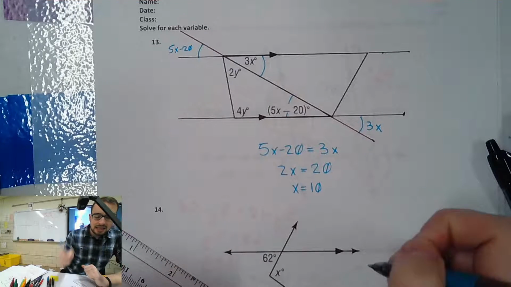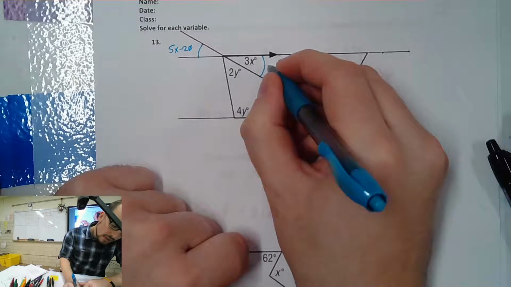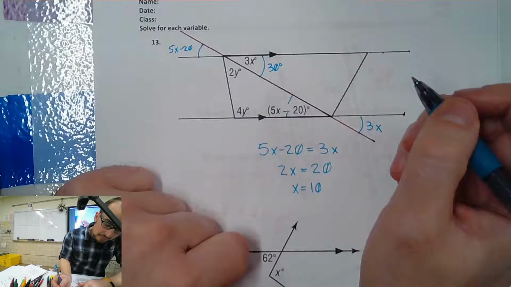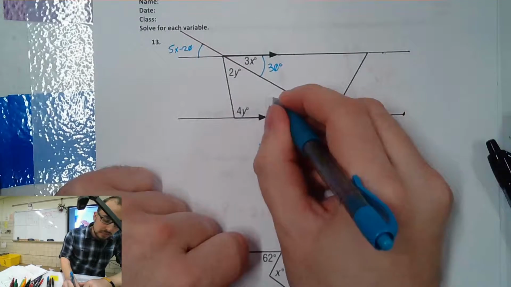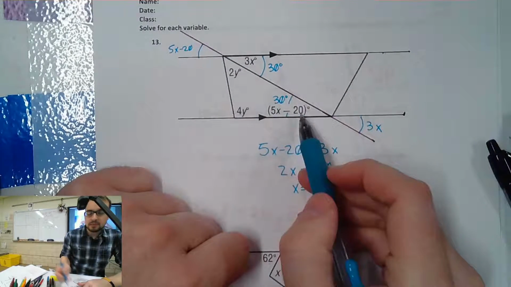Now I'm going to go and plug that in. That way I know this is 30 degrees. These are congruent, so they better be 30, both of them. And if you check the math, it's 50 minus 20. It is, right?